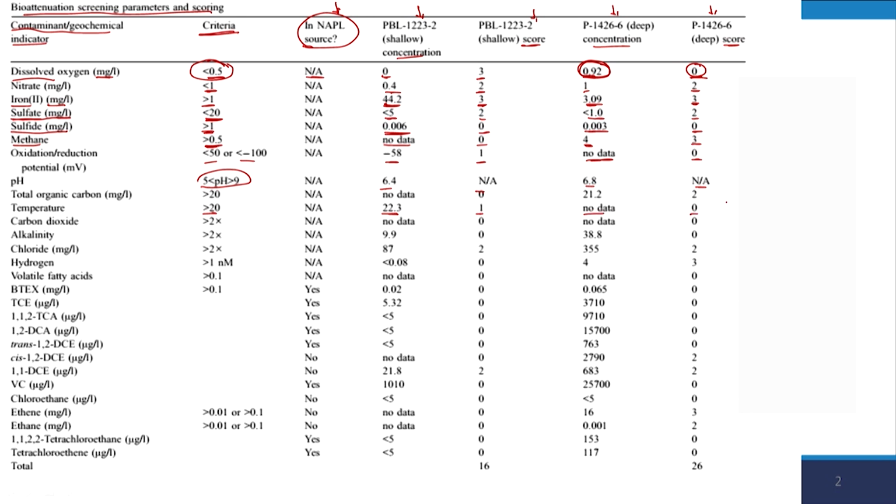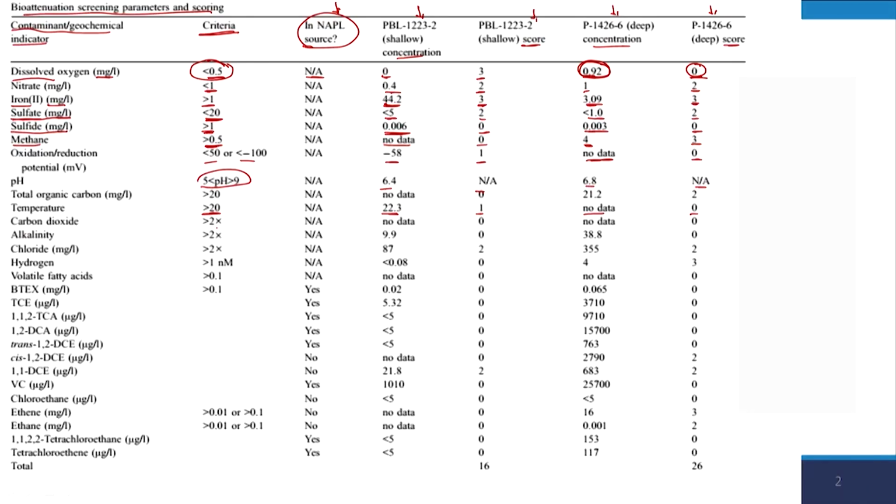Obviously what role does temperature play? The greater the temperature, or until a threshold anyway, the greater the microbial activity or the greater the rate of your reactions, and thus the faster the degradation. So typically they would want temperature to be relatively higher. Carbon dioxide, it seems they want it to be 2 times and they have no data, so a score of 0. Alkalinity again, and here 9.90, 38.2, so on. Chloride again, so 87 they gave some scores. Volatile fatty acids, we can skip some of these aspects.